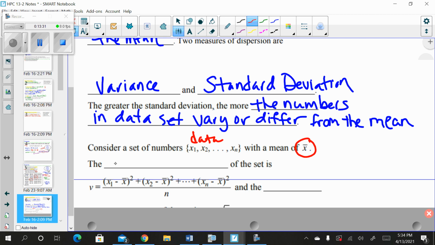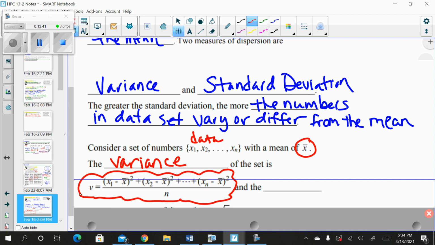variance first. So for the variance, we're going to use the letter V to stand for variance. And here is the formula for variance. I'm going to go ahead and put a cute little happy cloud around this so you can make sure you can find it. Let's take a look at what the calculation is.